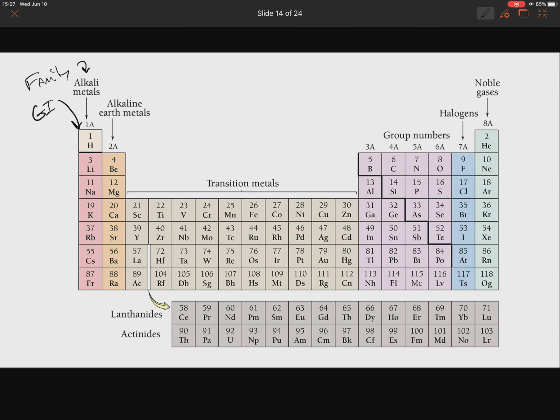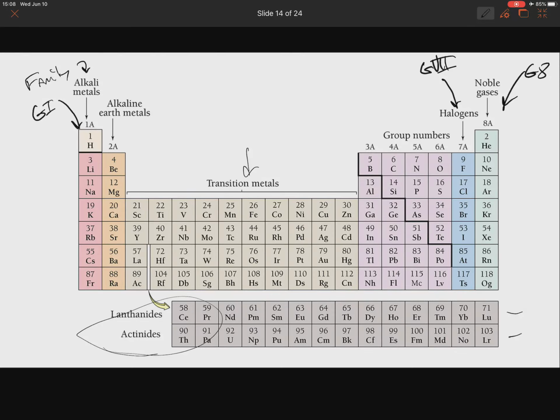We've got group 7, the halogens. We usually have Roman numerals also showing these. And then group 8, the noble gases. So you can see here there's also transition metals, which get a family name. We've got lanthanides and actinides as well. We're not going to deal too much with the lanthanides and actinides.